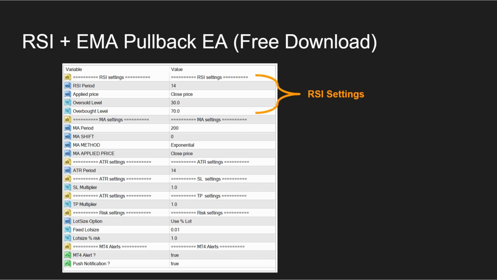So the first part is the RSI settings. Again, the standard is 14, and the overbought and oversold levels are 30 and 70. And again, it's completely customizable in terms of optimizations, which we'll go through inside a second. Then you've got the EMA settings. Again, you've got the 200 period as default, and you can switch it between simple moving average, linear weighted, exponential, etc.